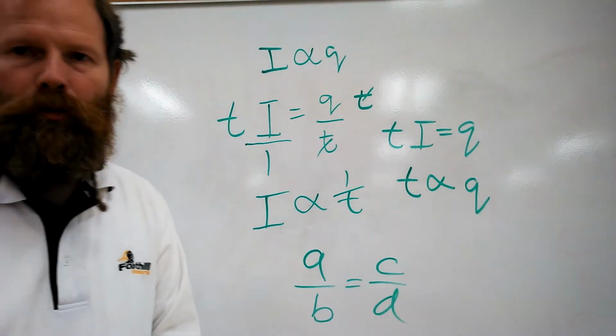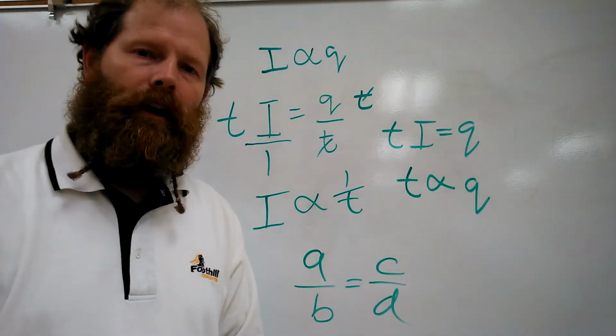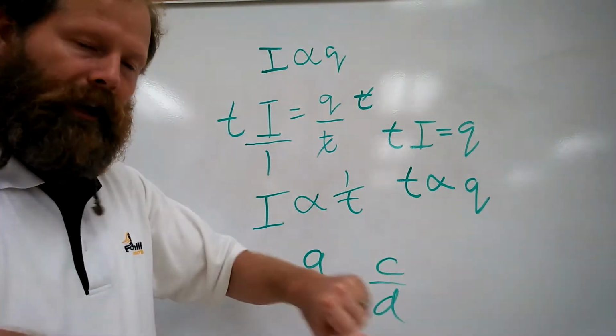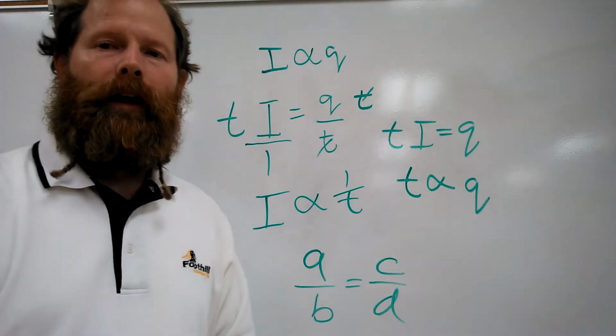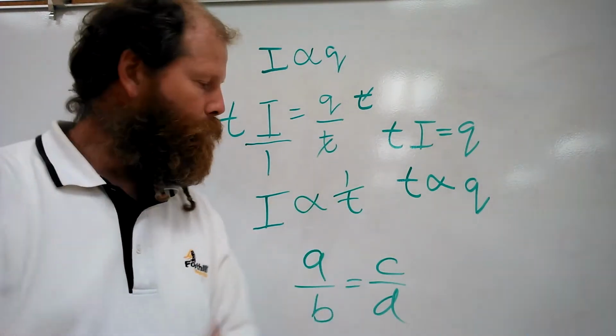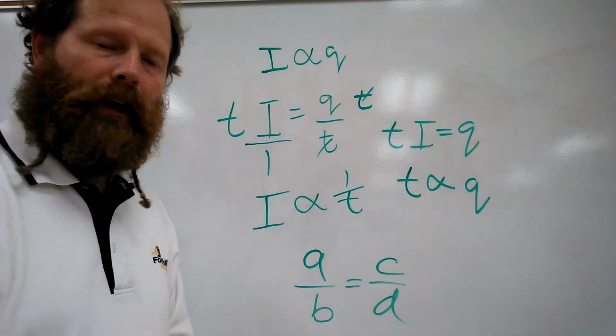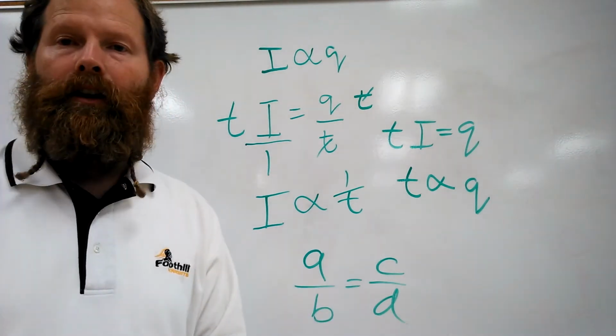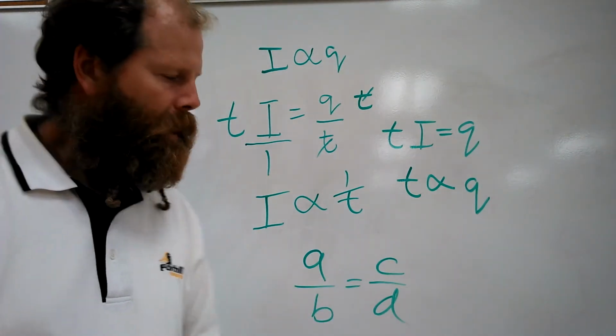Of course, you could shift them both up to the numerator if you wanted to see it that way. But if they're both in the denominator, then that's going to be directly proportional, as well as if they're both in the numerator. So A and C would be directly proportional, and B and D would be directly proportional.